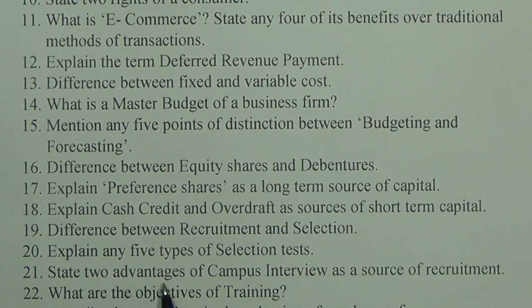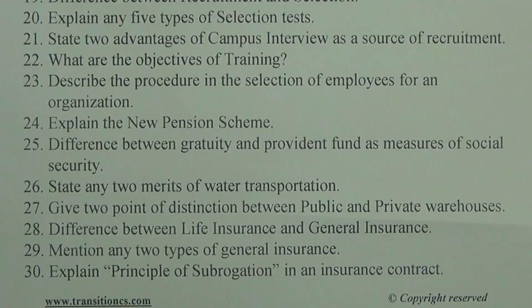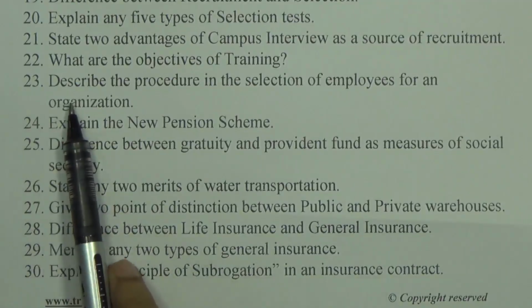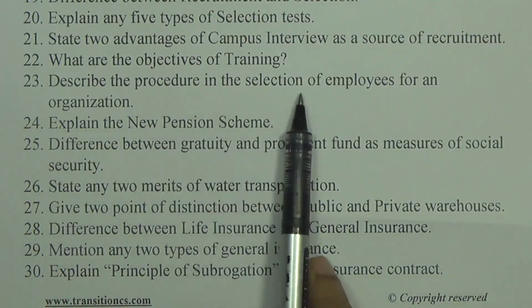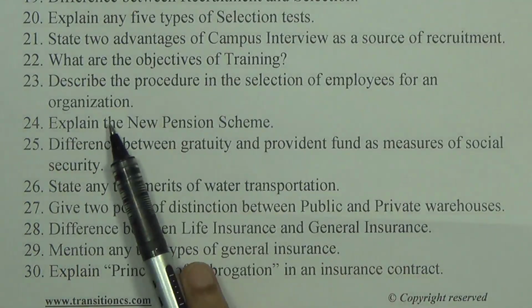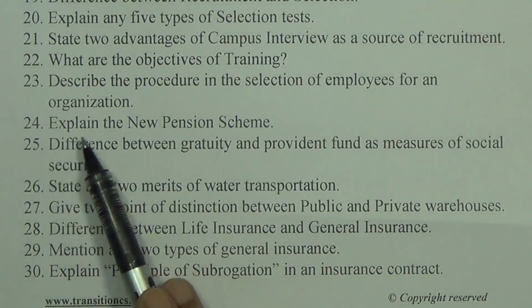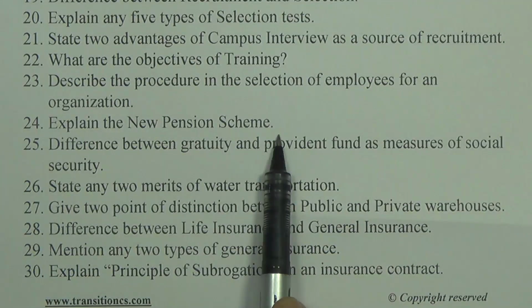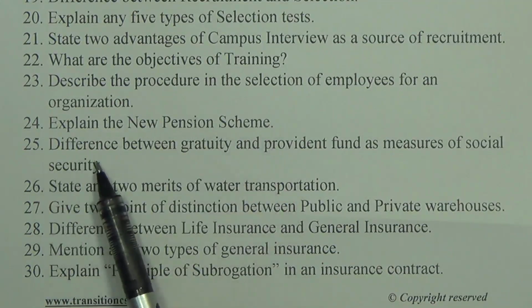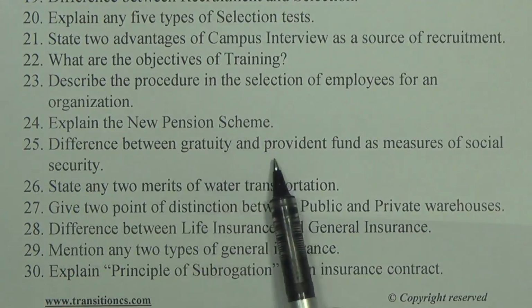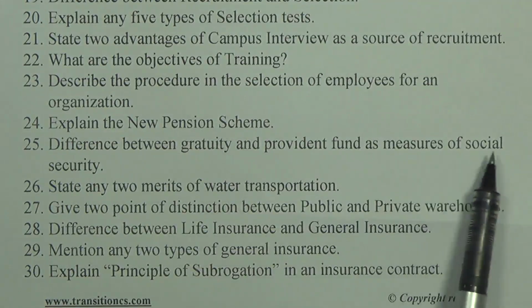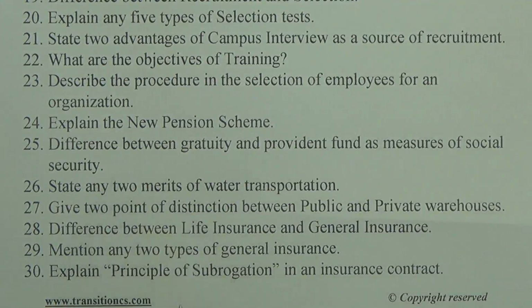21. State 2 advantages of campus interview as a source of recruitment. 22. What are the objectives of training? 23. Describe the procedure in the selection of employees for an organization. 24. Explain the new pension scheme. 25. Difference between gratuity and provident fund as measures of social security.